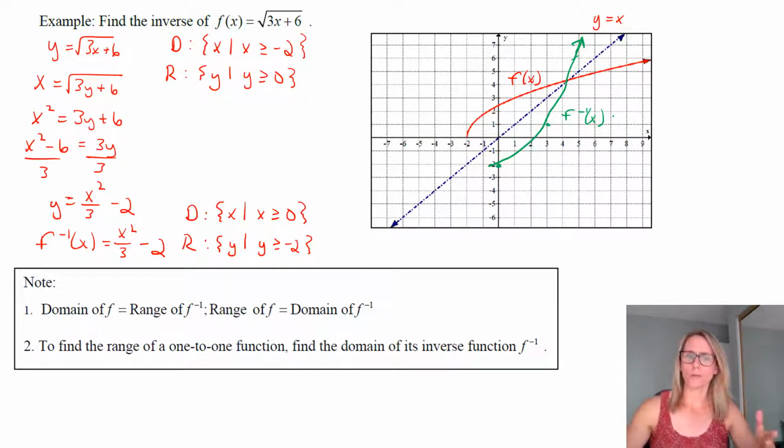So we've learned a lot about inverses here. The notes at the bottom are what I've already said, which is that the domain and range are flipped on the original and the inverse. And again, what I already said is if you have trouble finding the range of a function, find the domain of its inverse, and there you go. That'll make it easier for you. So that is section 2.8.